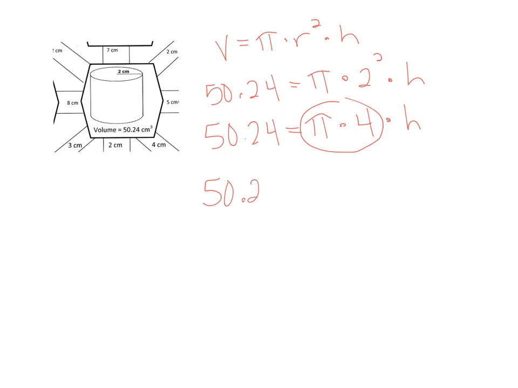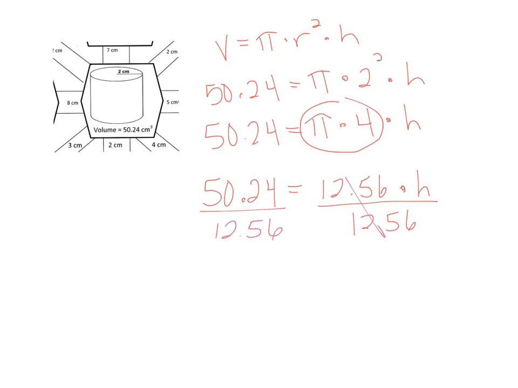So I got 50.24 is equal to 12.56 times height. And then to isolate the variable, instead of multiplying by 12.56, I'm going to divide by 12.56. And that cancels on the right-hand side, leaving me with just h. And now I have 50.24 divided by 12.56 gives me 4. So I have 4 centimeters is equal to h. So we're going down and to the right.